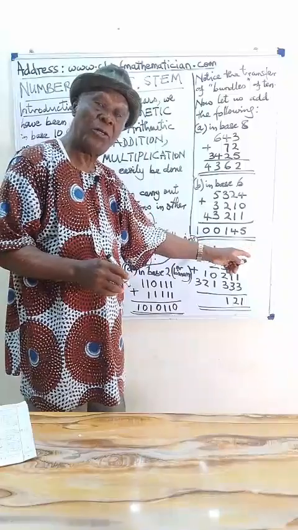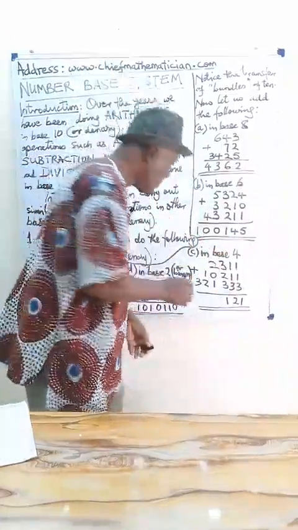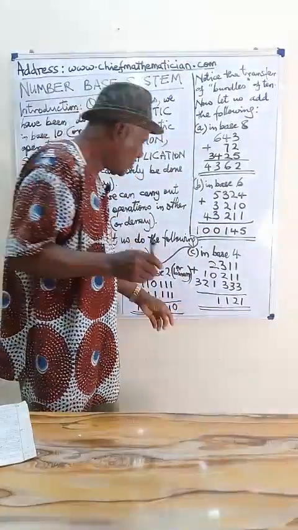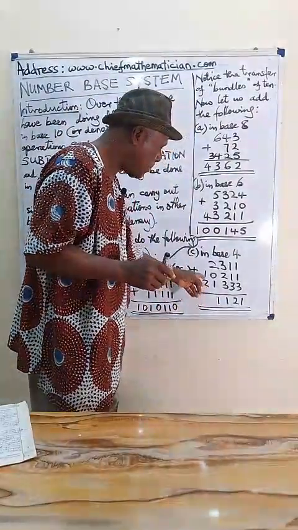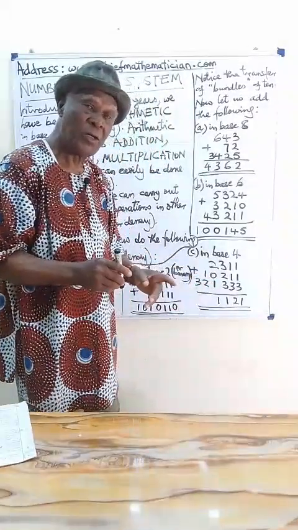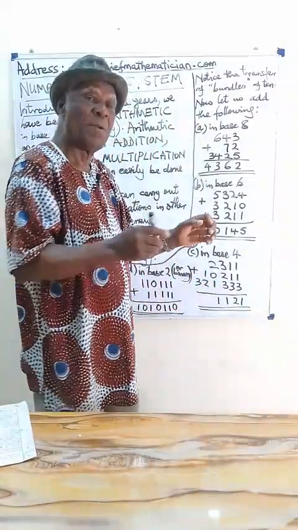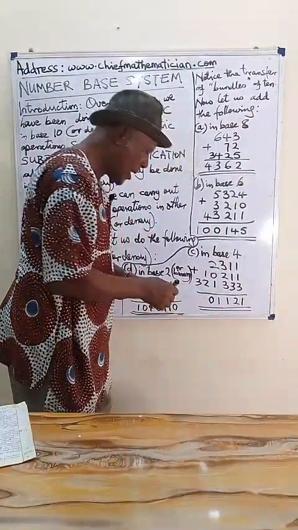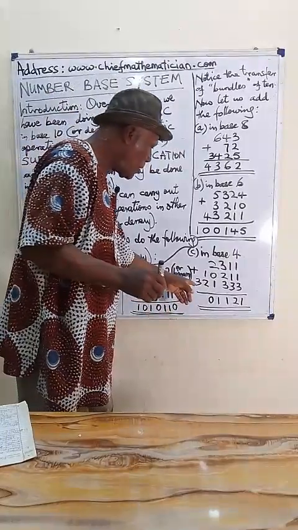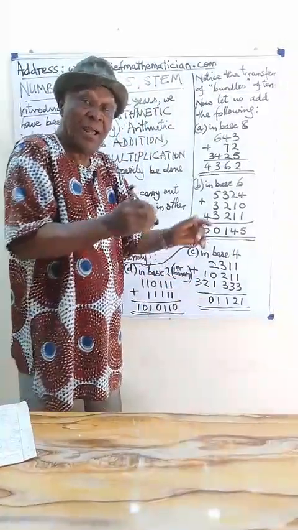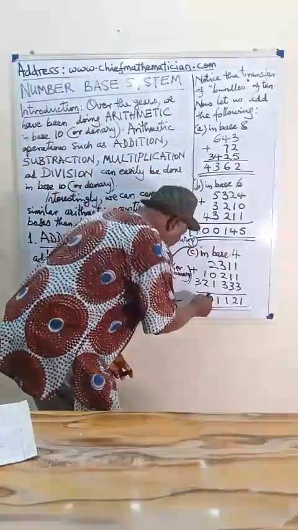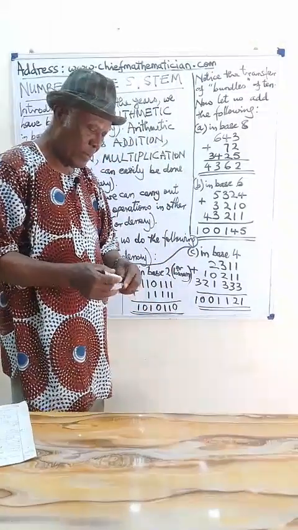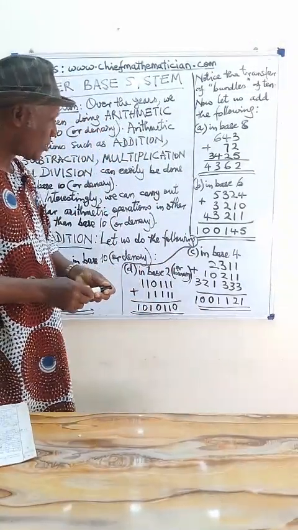5 in base 4 is 1 bundle of 4, remainder 1. So you put that remainder on here and carry 1. 1 plus 2 is 3, plus 1, 4. 4 in base 4 is 1 bundle of 4, remainder 0. We have to put down that 0 here and carry 1. 1 plus 3 is 4. Another 1 bundle, remainder 0. So that is what you have there.